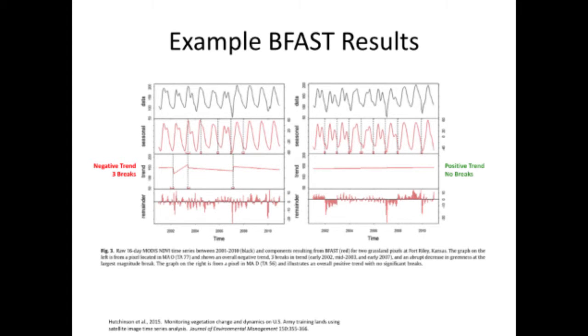And even within that, we're able to detect whether there was a significant break in that trend. Did something happen at a particular time that caused greenness to be reduced dramatically, or in some cases, increased dramatically here? Right? So this example shows a pixel at Fort Riley with a negative trend from training area 77. And the other one here is from training area 56, which actually shows a statistically significant positive trend.